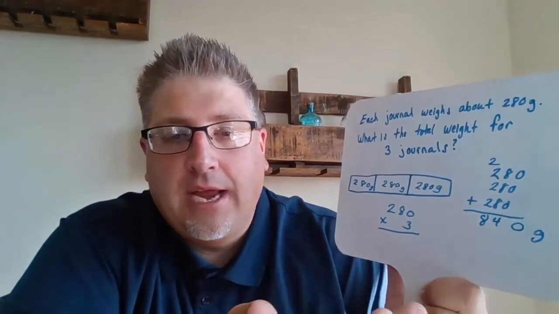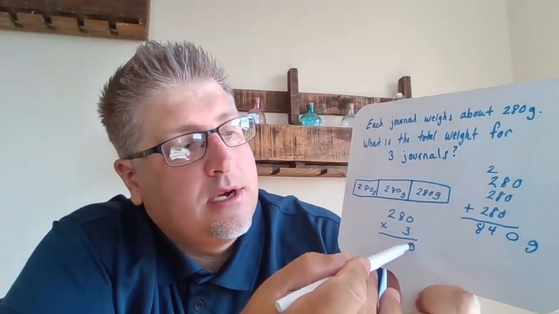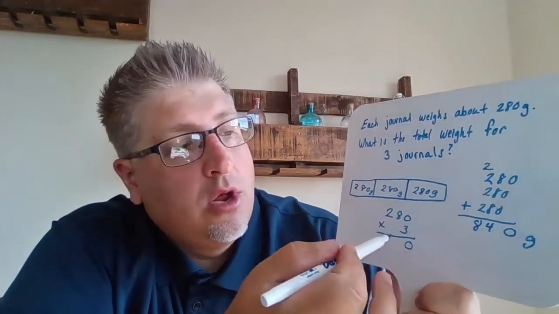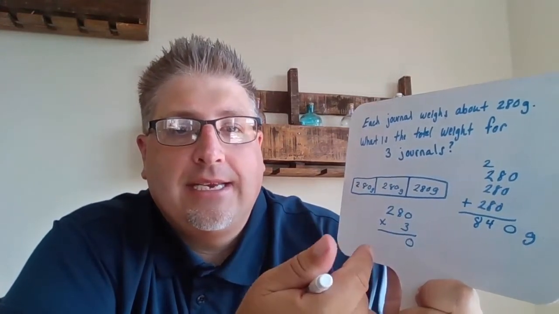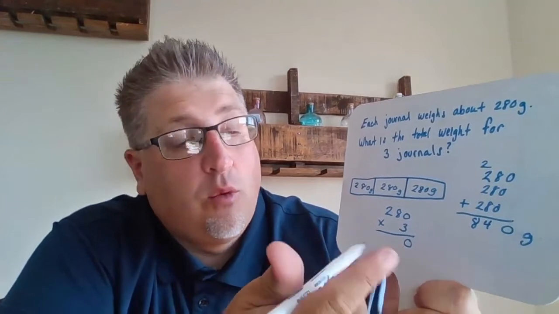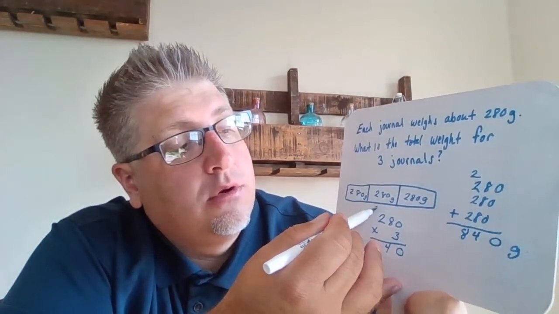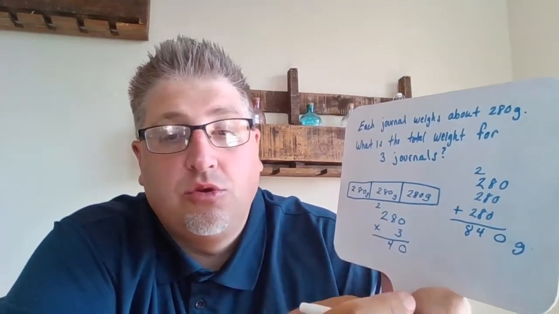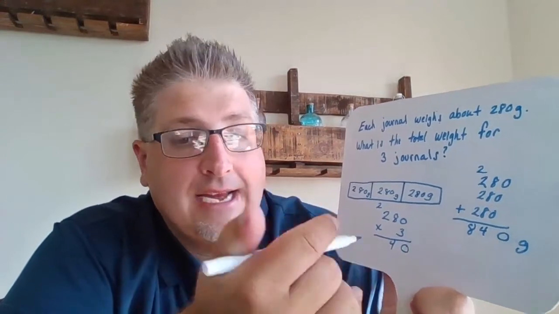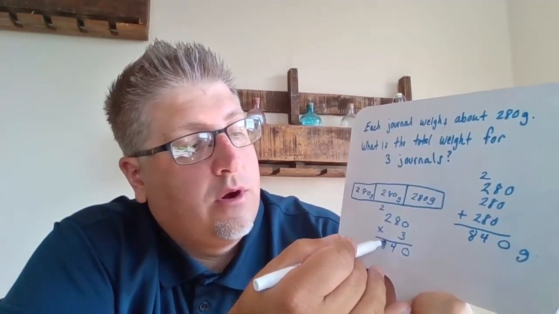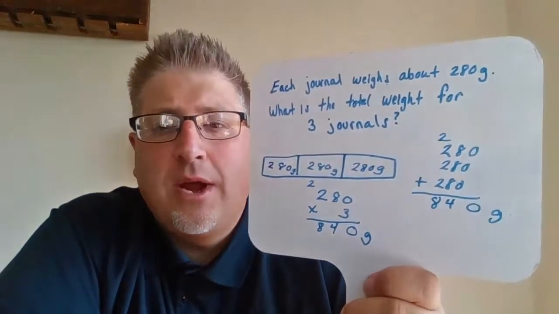Let's solve it by multiplication. Okay? So 3 times 0, we know anything times 0 equals 0. 3 times 8, that's 3 8s. So that's 8, 16, 24. I put my 4 here. I carry my 2. 3 times 2 is 6. And if I add 6, count up 7, 8. 840 grams. Okay? I solved it 2 ways there.